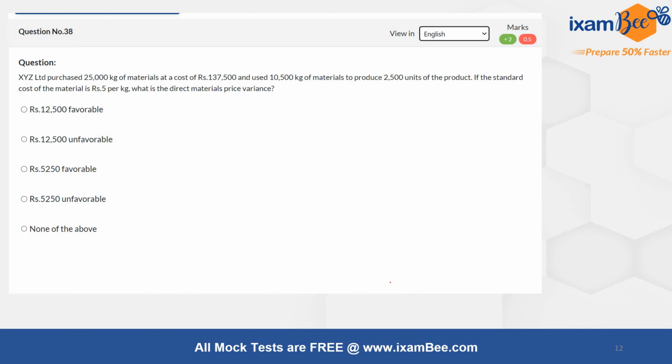Next question is a numerical related to variances calculation. So here it is mentioned that the company has purchased 25,000 kgs of material at a cost of 137,500. So that means this is the actual quantity. 1,37,500 is the actual cost. Then we have used 10,500 kgs of material to produce 2,500 units of the product. The standard cost per kg of the material has been given, which is ₹5. So this is the standard price per unit. So we have to calculate the direct material price variance.